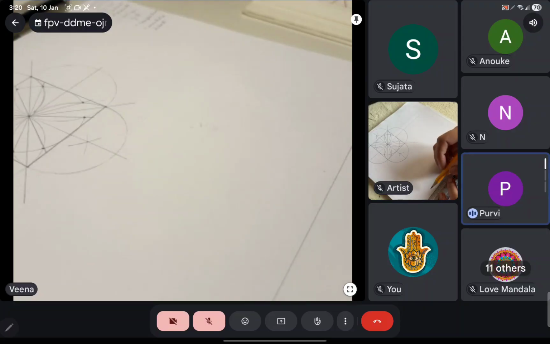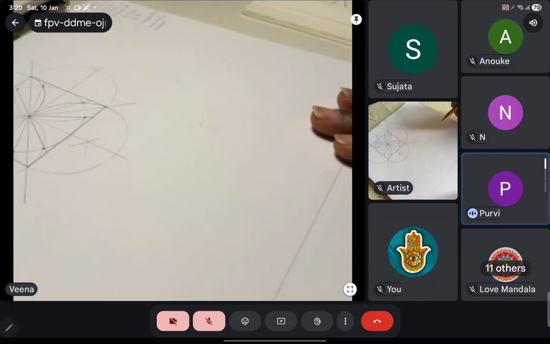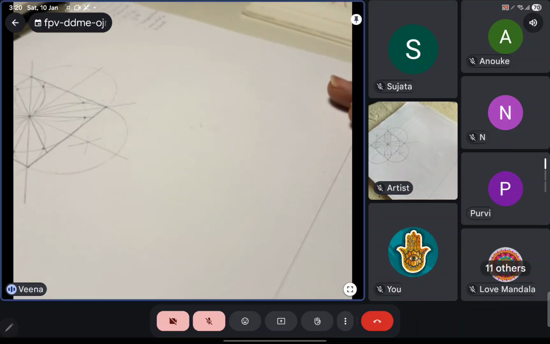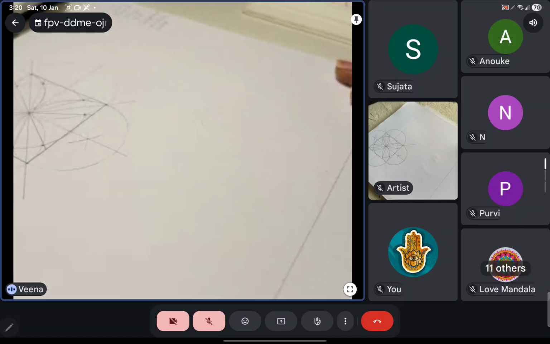Are we doing it on a fresh piece of paper or the same paper? The bottom side we can do it? Yeah, you can do it on the bottom side. When we are going to start the design, that's when you can take a fresh piece of paper.